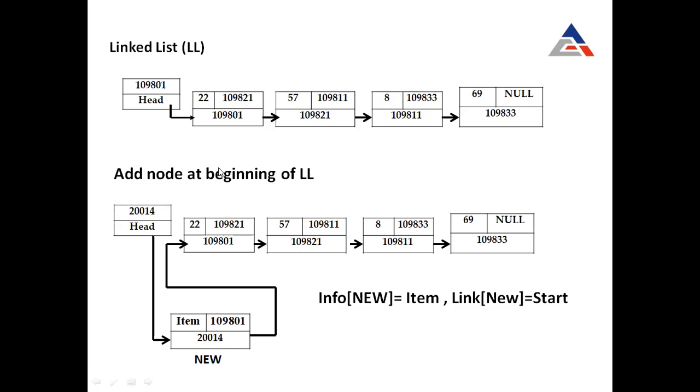If this is the first node, then this becomes the second node. So I write over here 109801, that is the address of the next node. So the second node is this one. This is how I can insert the new element over here: the information part of new becomes item, and link of new becomes start. You can see over here, what was the start value? 109801. So link of new becomes 109801. Whatever address is in the start or head will become the address of the first, and whatever value you write in the item, that value will come over here. This is how I can insert a new element in the linked list.